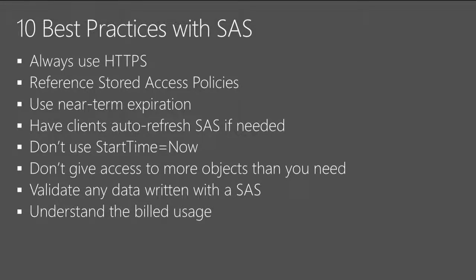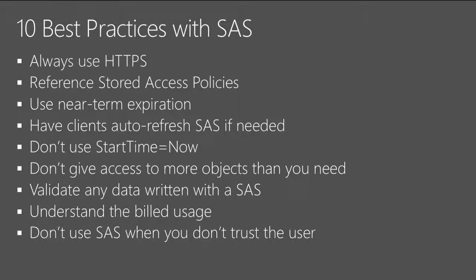Understand the billing usage, right? Any usage that's done with that SaaS will get billed to you. So even if you gave that SaaS out to somebody and they start doing something, the bill for that is going to come to you. If they're reading the same blob down over and over 10 times from outside the data center, you're going to pay for all that egress. So use that near-term expiry to make sure that can't happen.